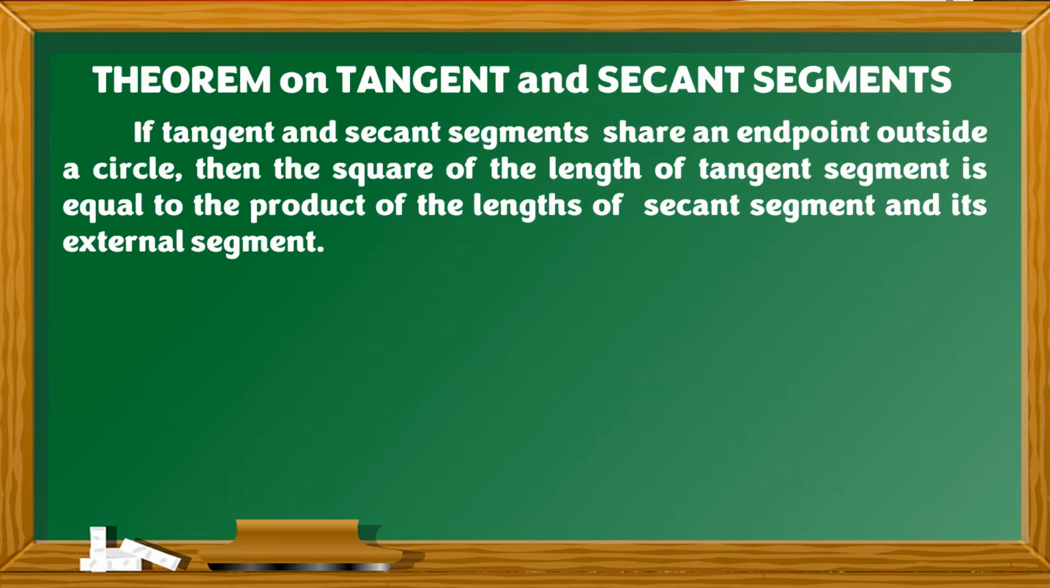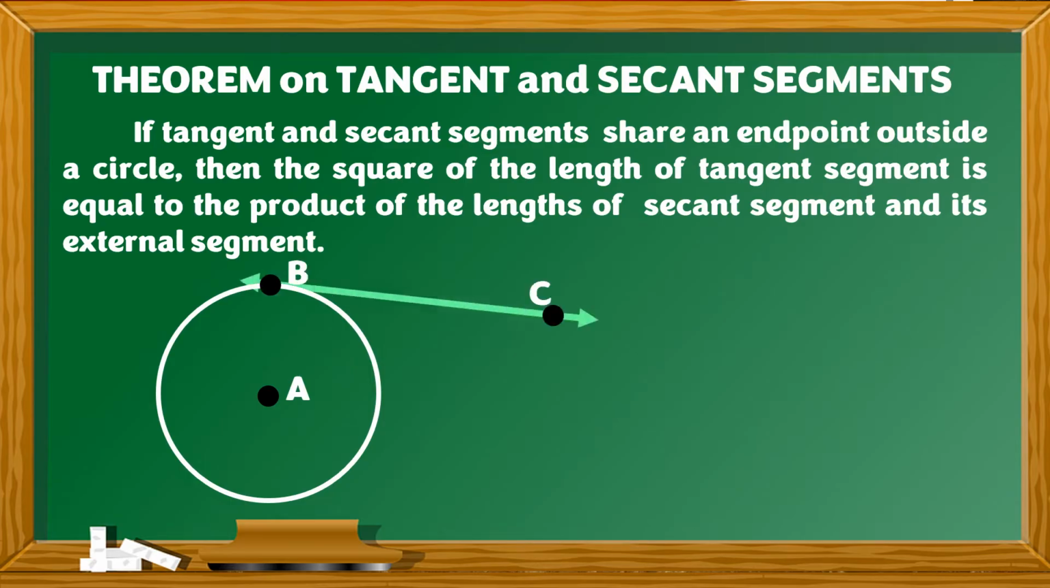If tangent and secant segments share an endpoint outside a circle, let us consider circle A and draw a tangent line. Line BC is the tangent line of circle A, and line DC is the secant line of circle A, wherein the point of intersection between the tangent and secant line is point C.